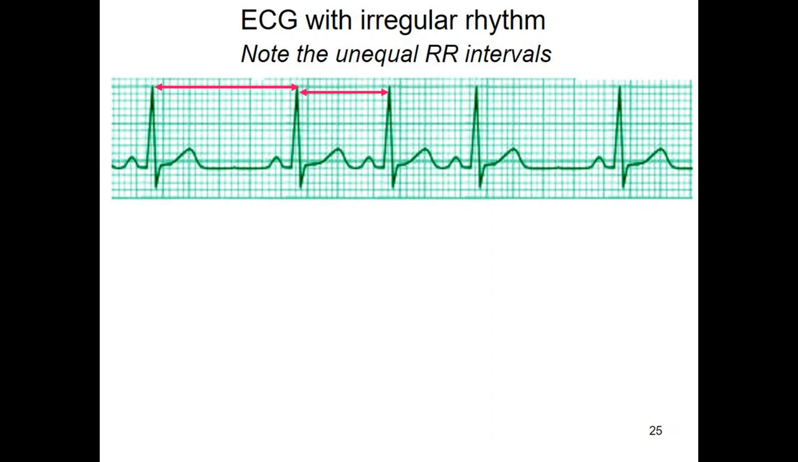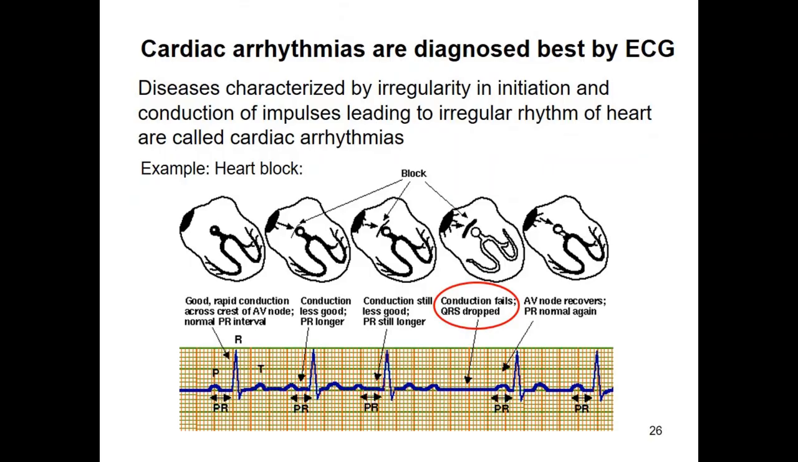Therefore, these abnormal rhythms, which are called arrhythmias, are best diagnosed by ECG. Those diseases which are characterized by irregularity in the initiation and spread of impulses lead to irregular rhythm of the heart. They're all called cardiac arrhythmias, abnormal rhythms. One of the examples is heart block. We'll not go into those details.